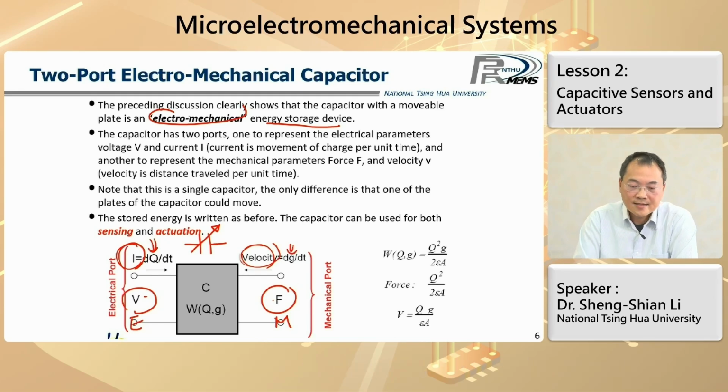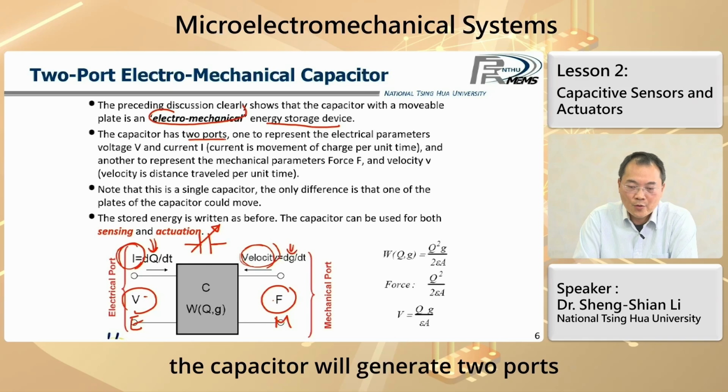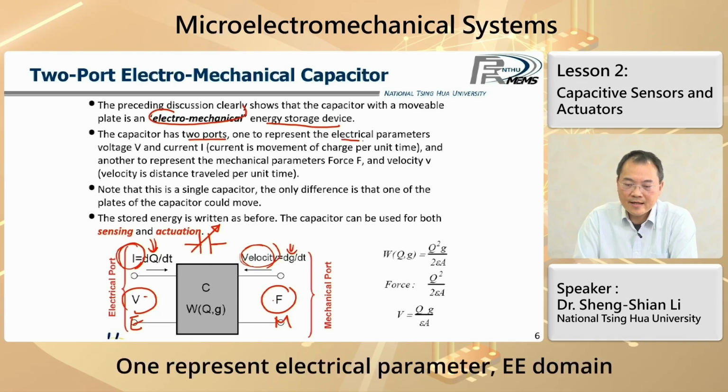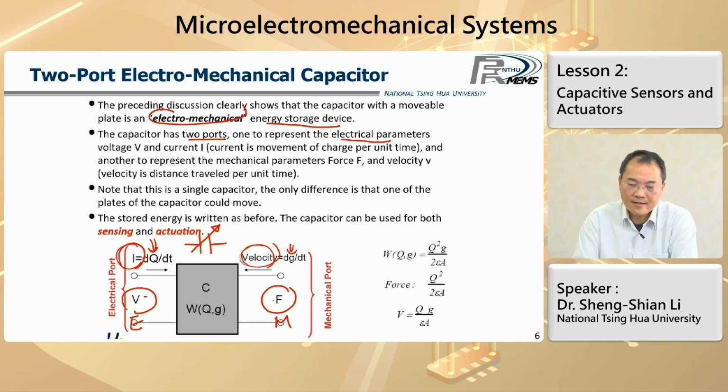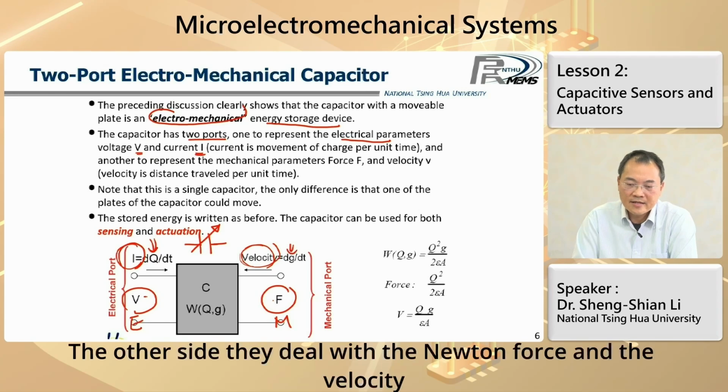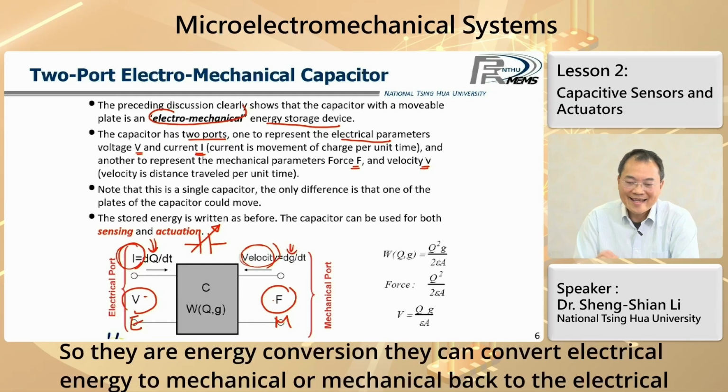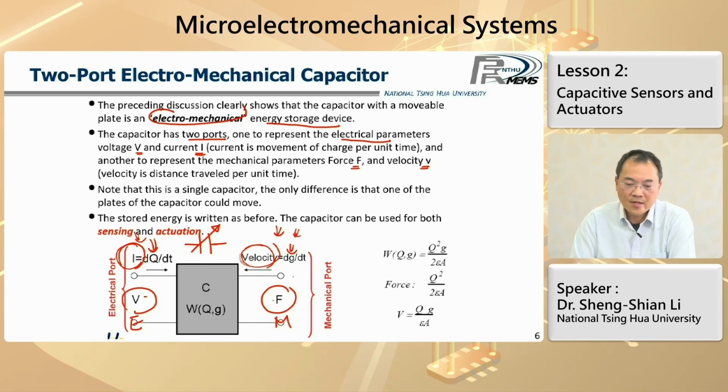So use that, the capacitor will generate two ports. One represents the electrical parameters, the E domain, right? Voltage and current. The other side, they deal with the Newton force and the velocity. So they are energy conversion. They can convert electrical energy to mechanical or mechanical back to electrical. Okay? So this is the single capacitor.